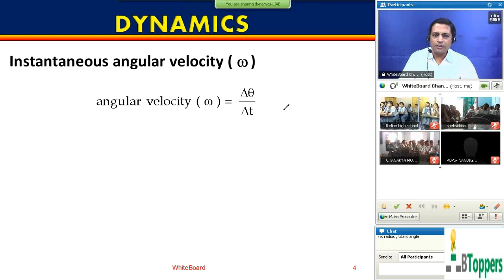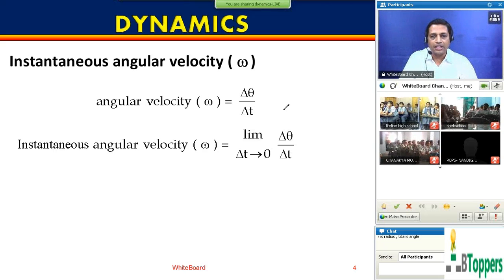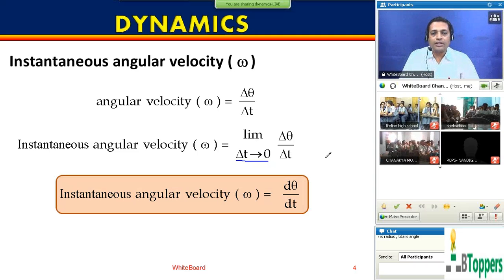So angular velocity was given by delta theta by delta t. Instantaneous angular velocity means that the time interval that you are taking in the denominator, you try to make it as small as possible. Therefore, I have written here limit delta t tends to 0. It is not equal to 0. It tends to 0. Your mathematics teachers will tell you the difference between being equal to 0 and tending to 0. Therefore, when the time interval tends to 0, it means the time interval is very, very small. Then the small time interval, instead of writing it as delta t, we write it as dt.